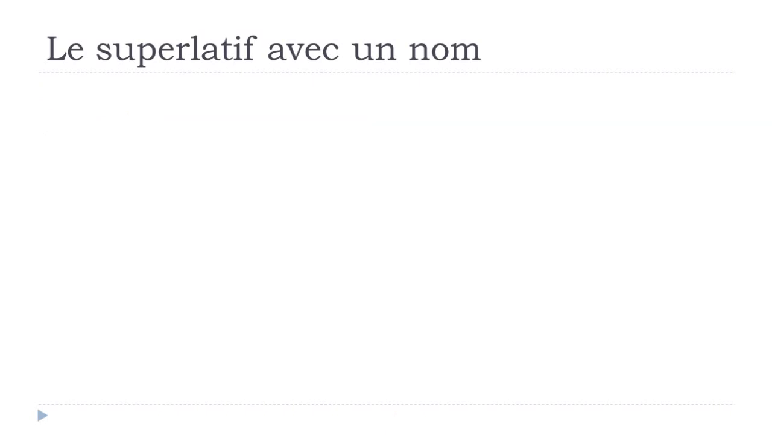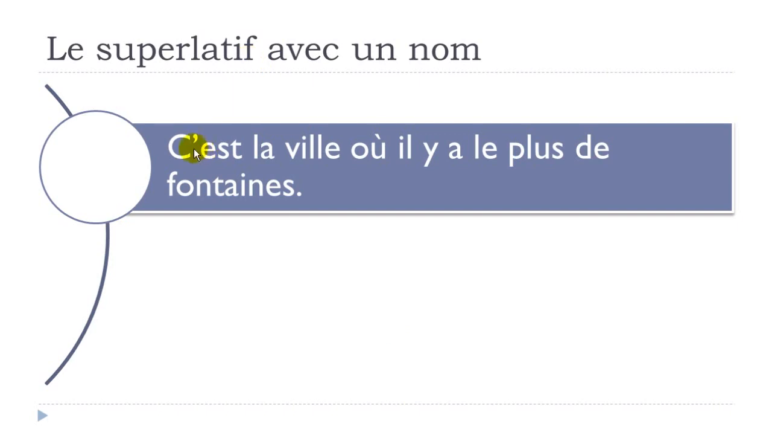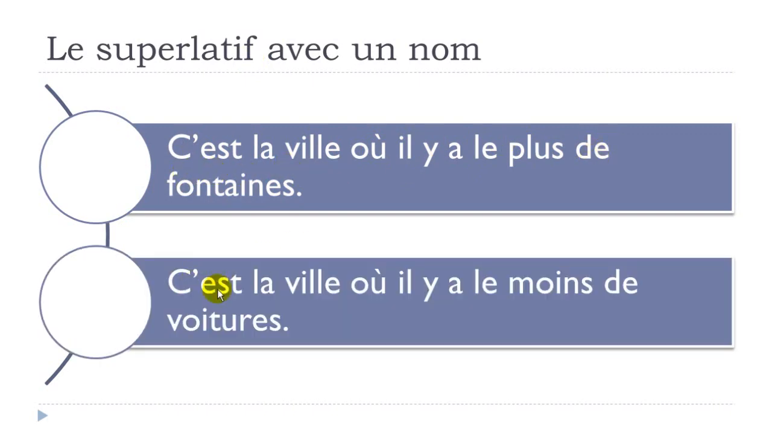Okay, so let's have a look now how to construct it. C'est la ville, this is the town, où, where, il y a, there is, le plus de fontaines. Fontaines, fountains. C'est la ville où il y a le plus de fontaines. And then, c'est la ville où il y a le moins de voitures. Voiture, car.